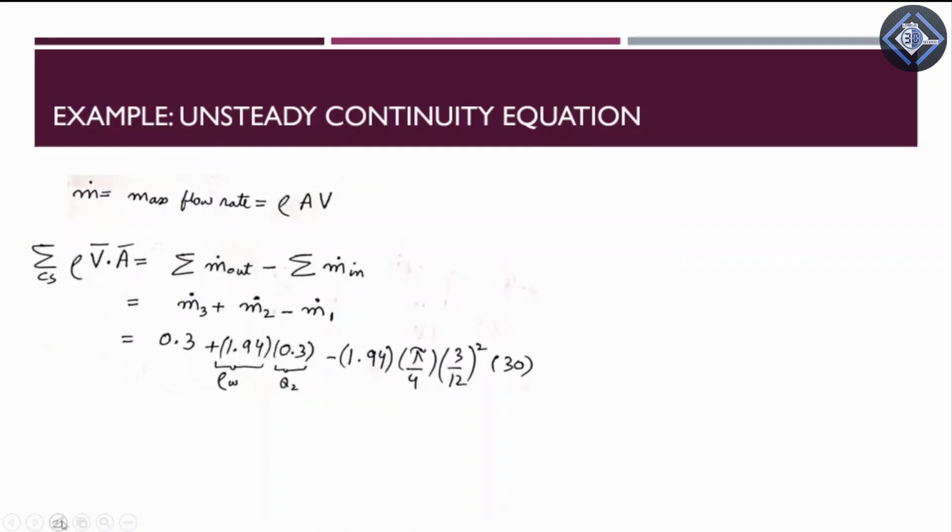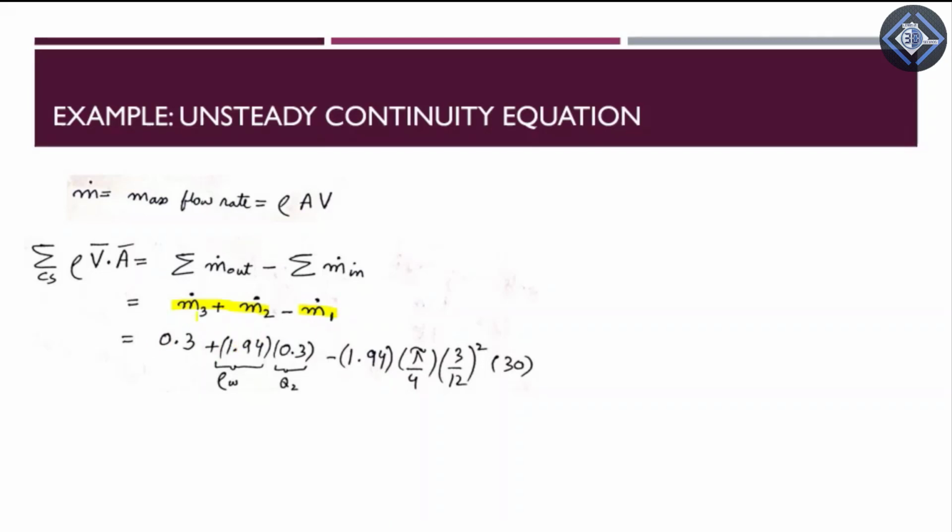Mass flow rate is given as rho AV, and the summation over CS of rho V dot A is equal to the summation of m dot out minus the summation of m dot in. So m dot 3 plus m dot 2, because sections 3 and 2 are both outlets, so they are both outflows and will be positive, and m dot in will be negative because this is an inflow.